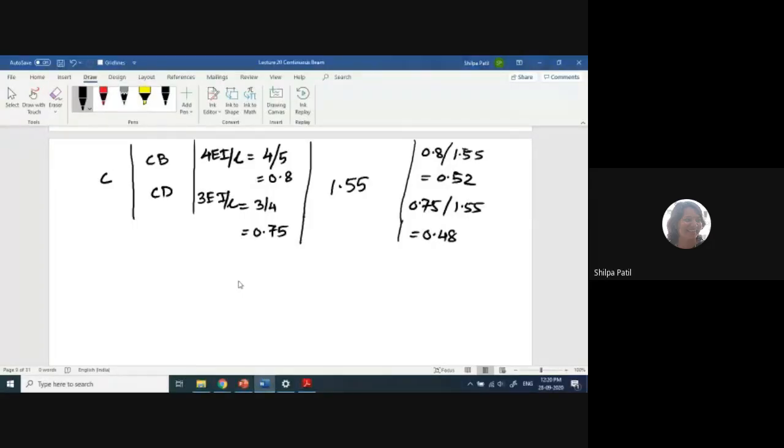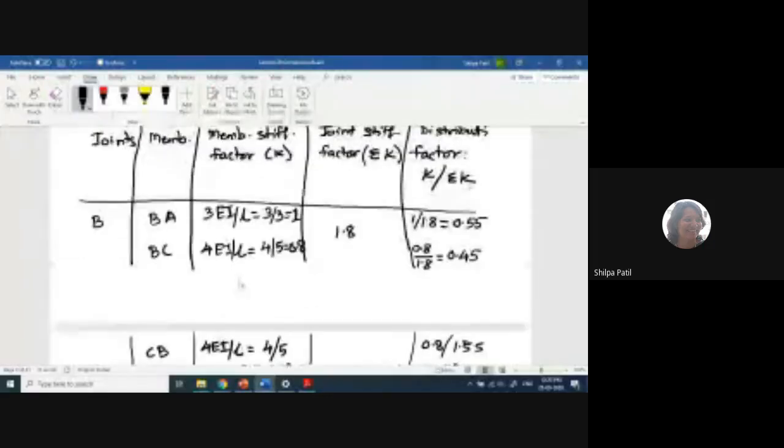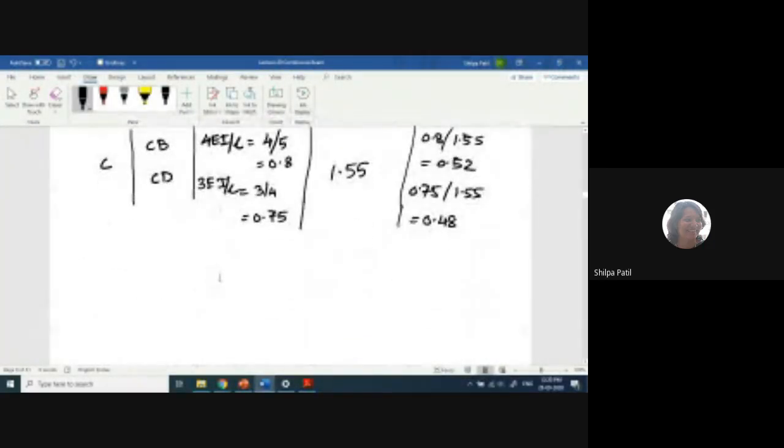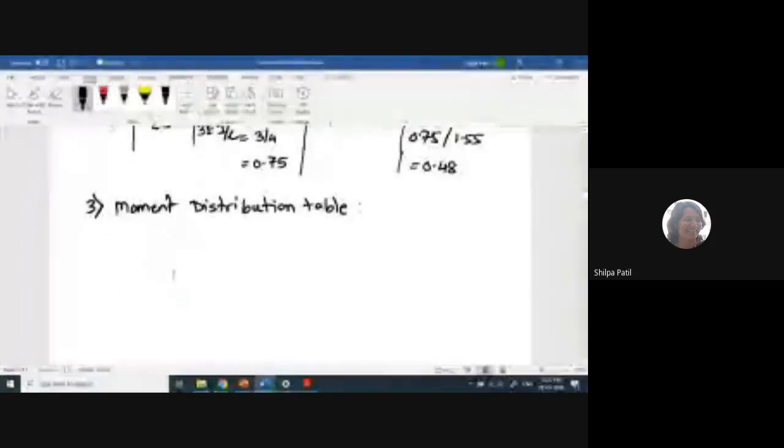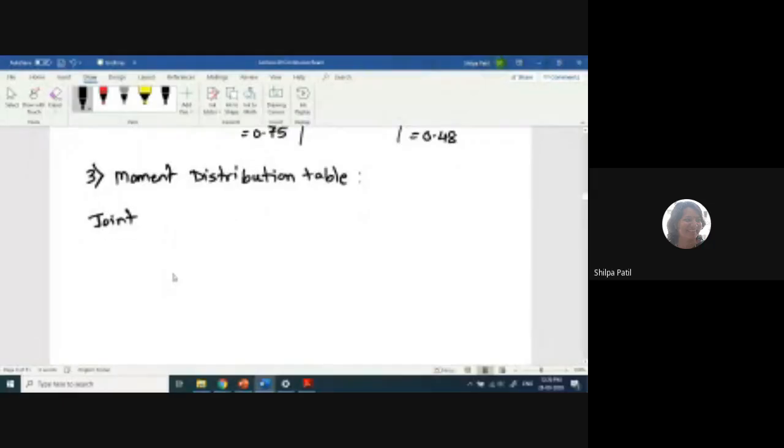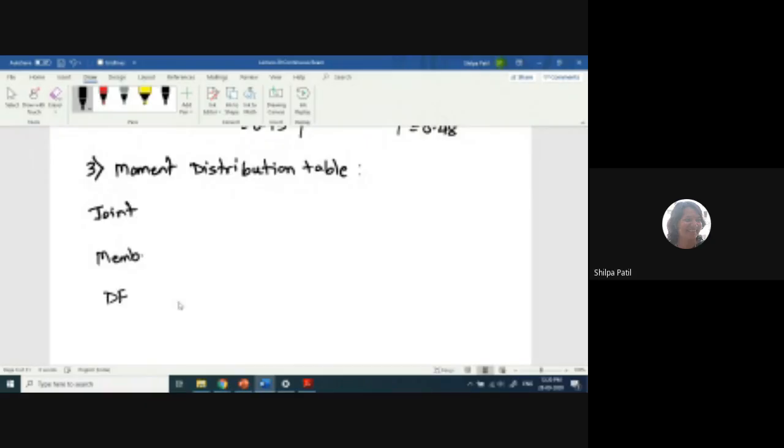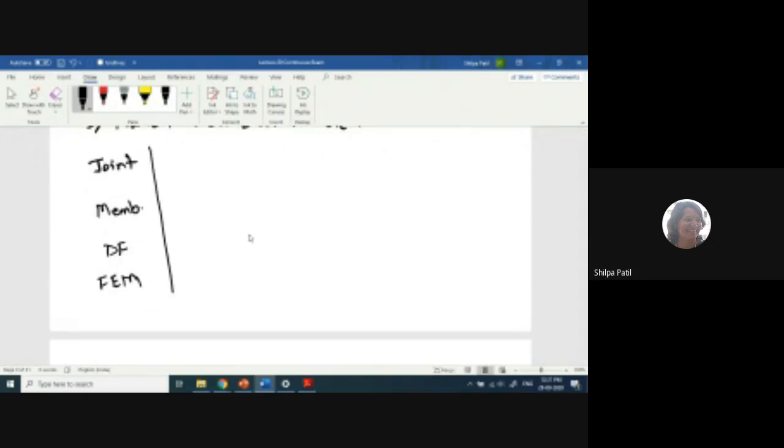So instead of drawing the diagram of the beam, I will go to the table now. So the third step, I will write down now here the moment distribution table. First I have to write down the joints, then I will write down members, then distribution factors, and finally the fixed end moments. So first joint is joint A, then joint B, C, and D.